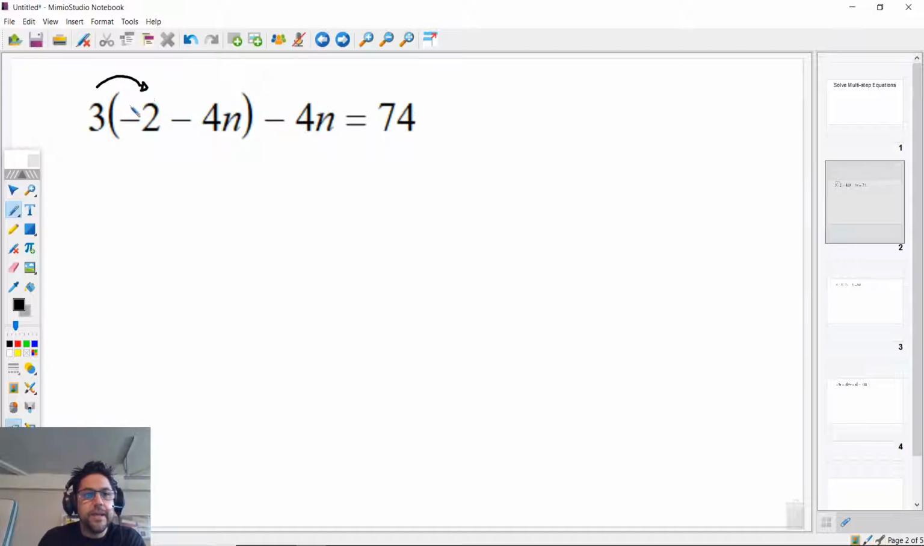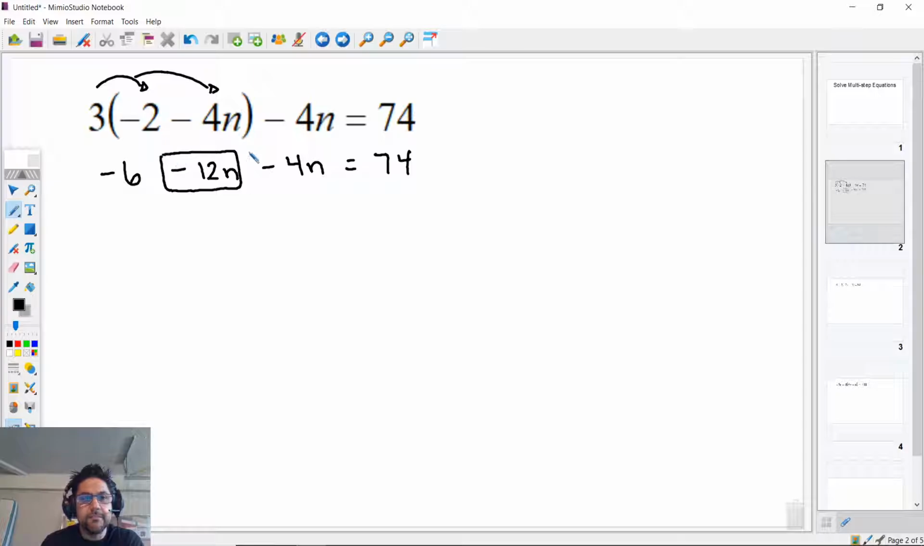So let's see, 3 multiplied by negative 2 is negative 6. 3 multiplied by negative 4n is negative 12n. The negative 4n stays the same, and that's going to be equal to 74. I taught my students again to look for combining like terms. You're going to do your box, circles, triangles, something like that, just to help your organization skills. So I've got negative 12n and negative 4n, which is going to be negative 16n. Then the negative 6 is written, and that's going to be equal to 74.